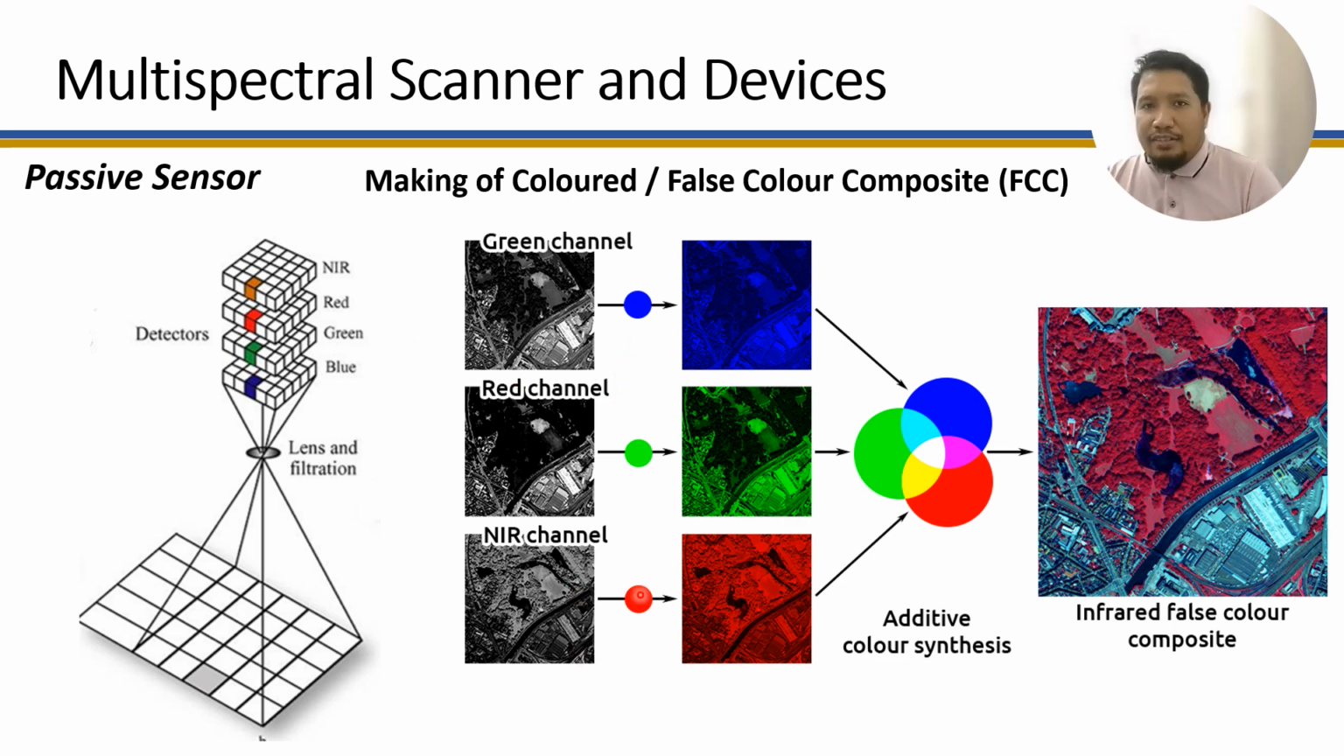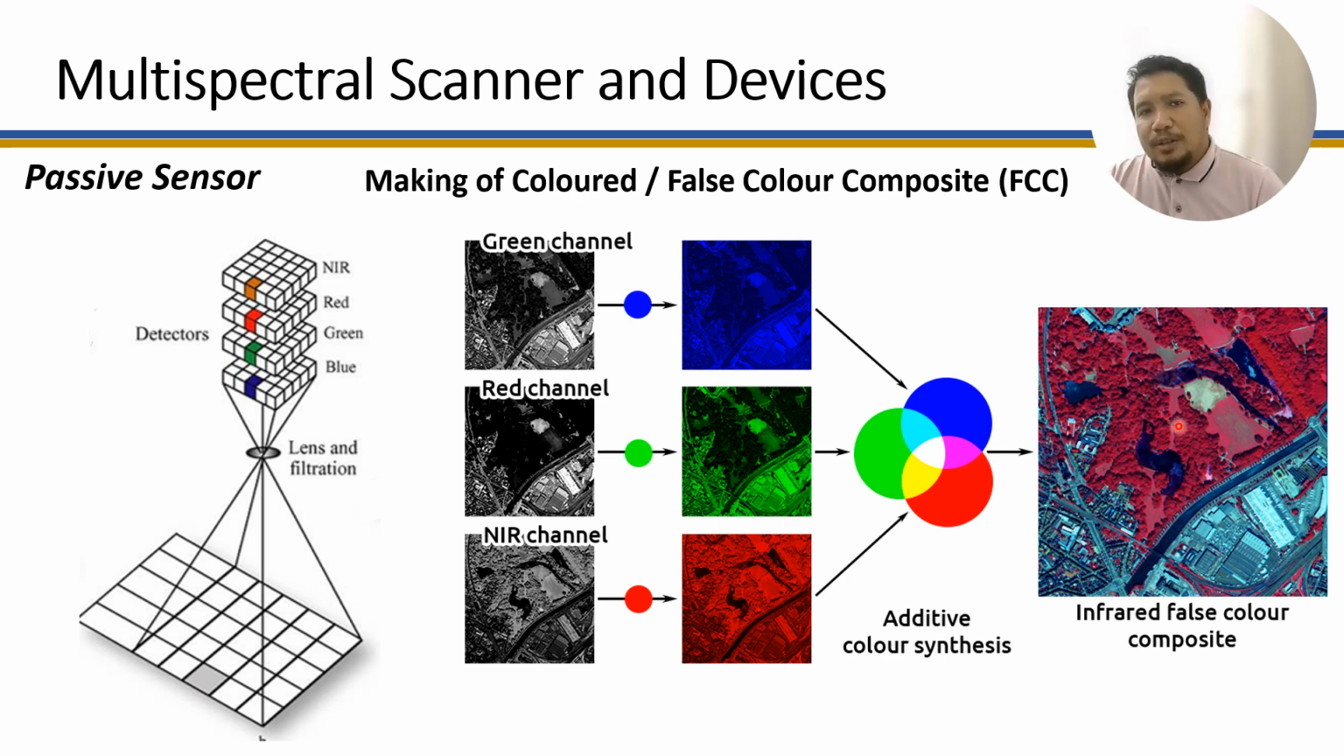So NIR is assigned to red, the red band is assigned to green, and the green band is assigned to blue. So it's not the true color channels. After assigning these colors, we combine the channels to generate the false color composites, like what you have seen here.